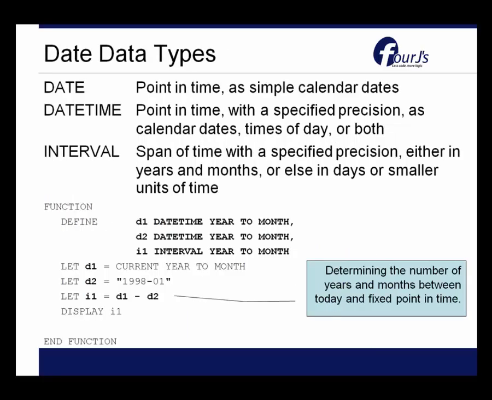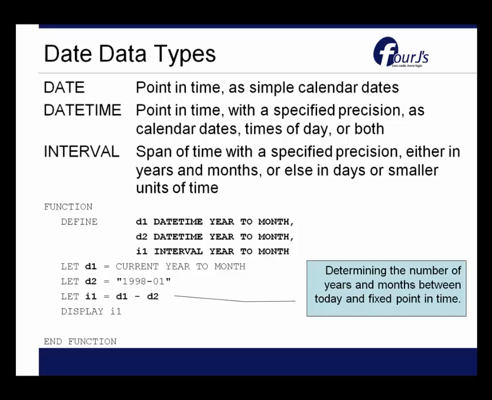The next category is date data types. There's date, date time, and interval for storing and managing values related to dates. The date data type is a point in time, like a simple calendar date. Date time is also a simple calendar date, but can also include times of day, or both date and time of day. An interval provides a way of storing a span of time, and the span of time can be in either years and months or in days down to small units of time.